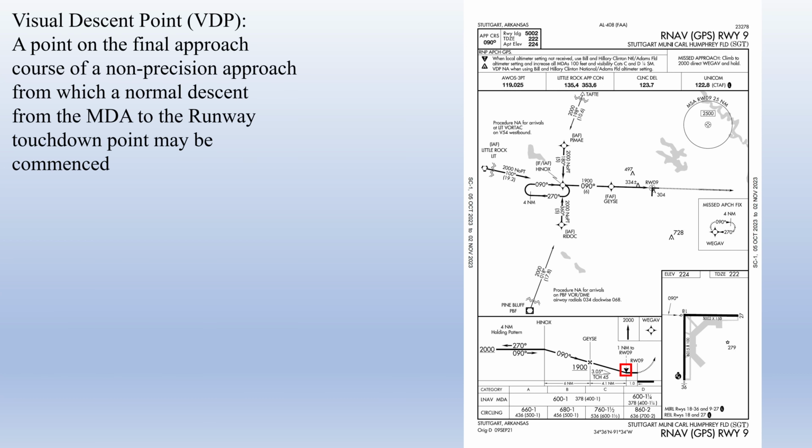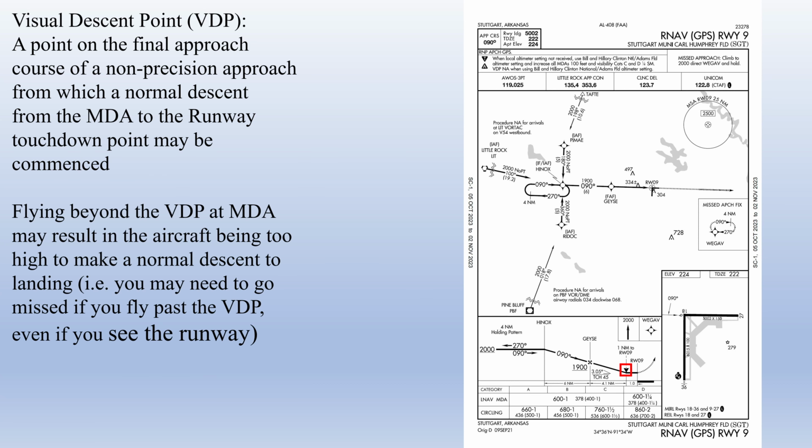Finally, another feature that approaches that don't have approved vertical guidance may include is a visual descent point, or VDP. This is depicted with a bold black V on the profile view of the chart. A VDP is a point on the final approach course of a non-precision approach from which a normal descent from the MDA to the runway touchdown point may be commenced. Flying beyond the VDP at MDA may result in the aircraft being too high to make a normal descent to landing. In other words, you may need to go missed approach if you fly much beyond the VDP at MDA, even if you get the runway in sight.